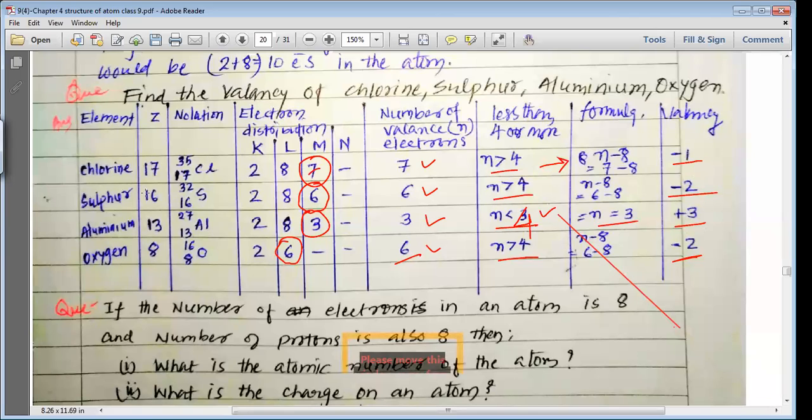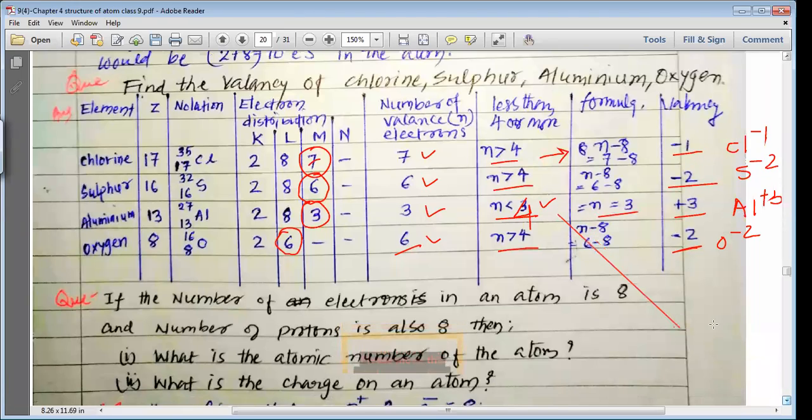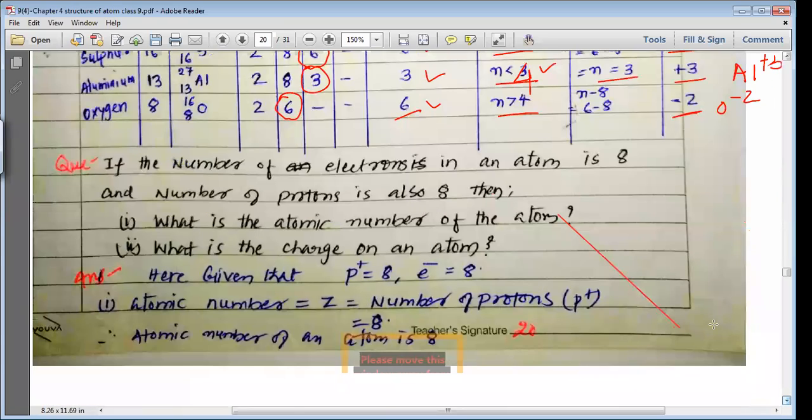So we can say that the valency of chlorine is 1, the valency of sulfur is 2, the valency of aluminum is 3, and the valency of oxygen is 2. But oxygen will make O minus 2 ion, aluminum will make Al plus 3 ion, sulfur will make S minus 2 ion, and chlorine will make Cl minus 1 ion. This is what we understand by putting this sign. So this sign is also very helpful to understand the nature of an atom.